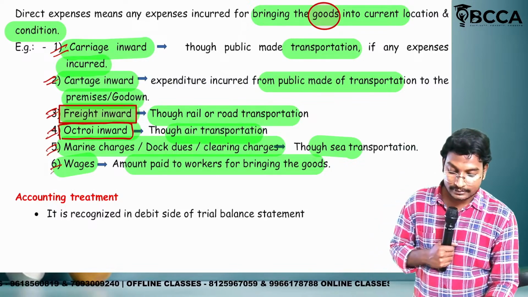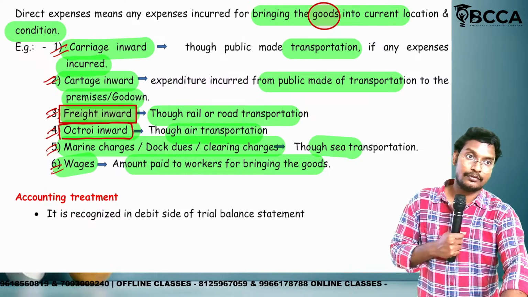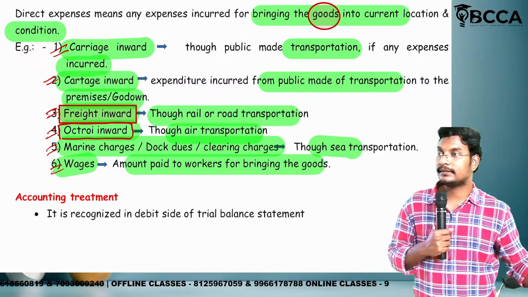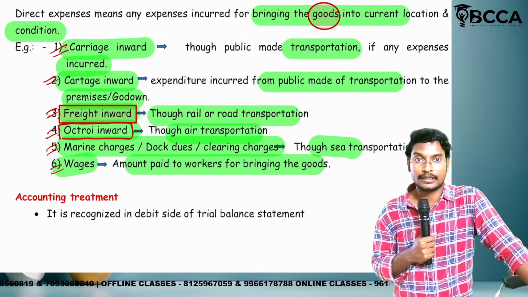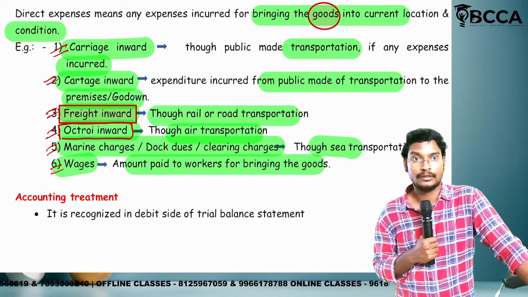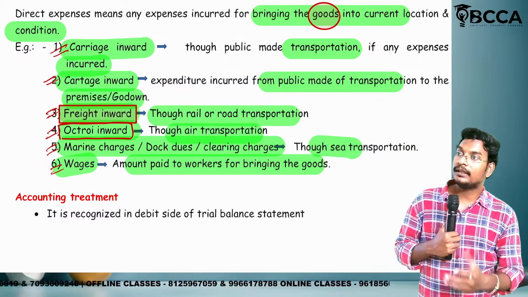What are the wages? Sometimes, in order to reach the product, we should pay wages for the labor also. Otherwise, what? We cannot bring that asset into the current location. For example, we have a shop called a machinery shop. We will sell only machinery.